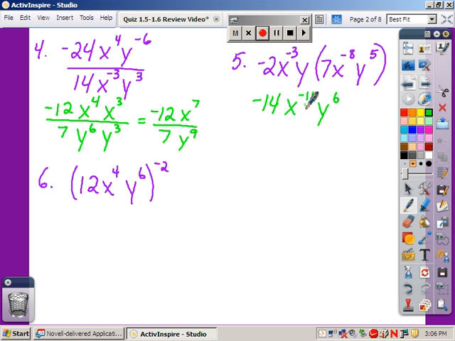Okay, that negative 11 I can't leave in my answer. So the negative 14 and the y to the 6 are okay where they are. I'm going to leave them on the top, and I'm going to move that x to the negative 11 down below so that the exponent turns positive. And that's your final answer for that one.